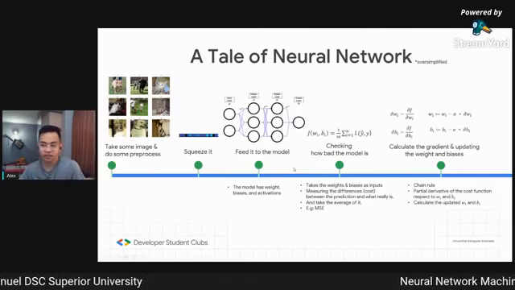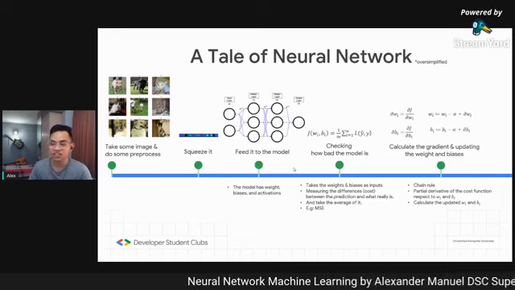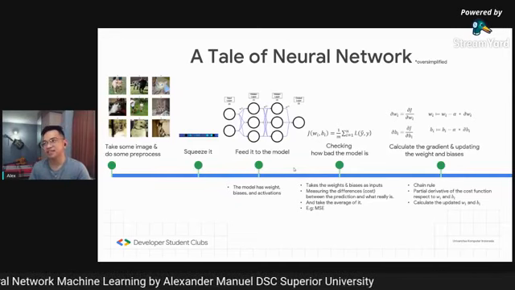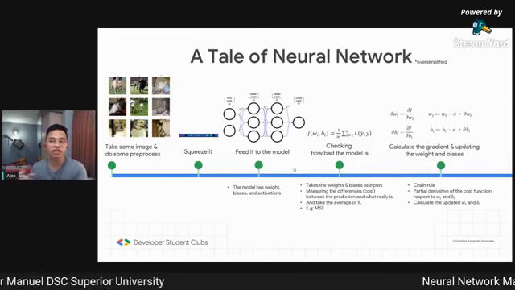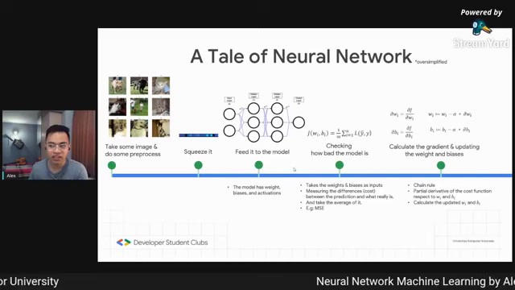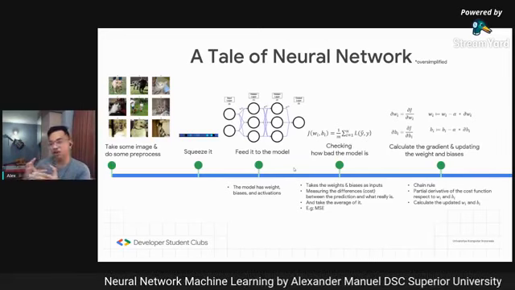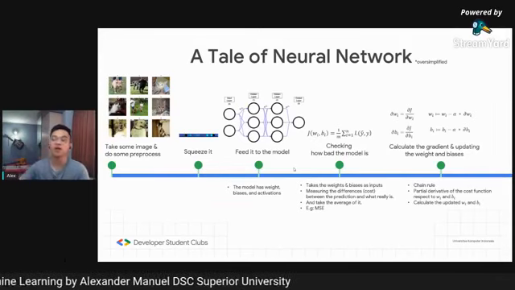The model has weights, biases, and activations. The weights and biases will determine how the model will work. It's like a combination of weight values that will determine the output of the model.